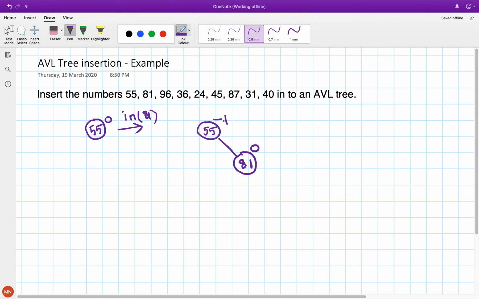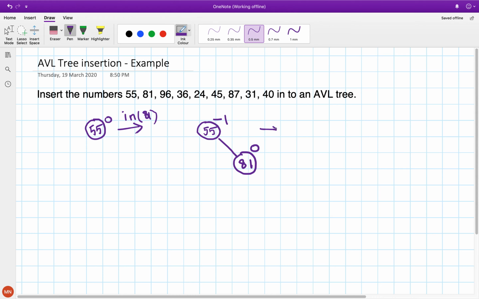The reason for getting this balance factor -1 is this 55 has only one child on the right side, so we have to take the height of the left subtree as -1. The height of this node is also 0, so if you calculate the balance factor, -1 minus 0 will be equal to -1. So that is why we got the balance factor of the node 55 equal to -1. Now this is an AVL tree, it doesn't violate the condition for an AVL tree.